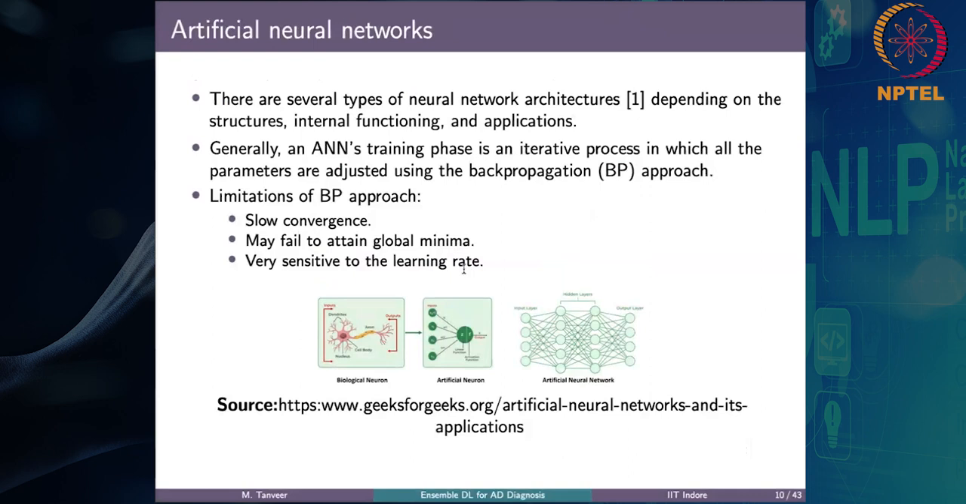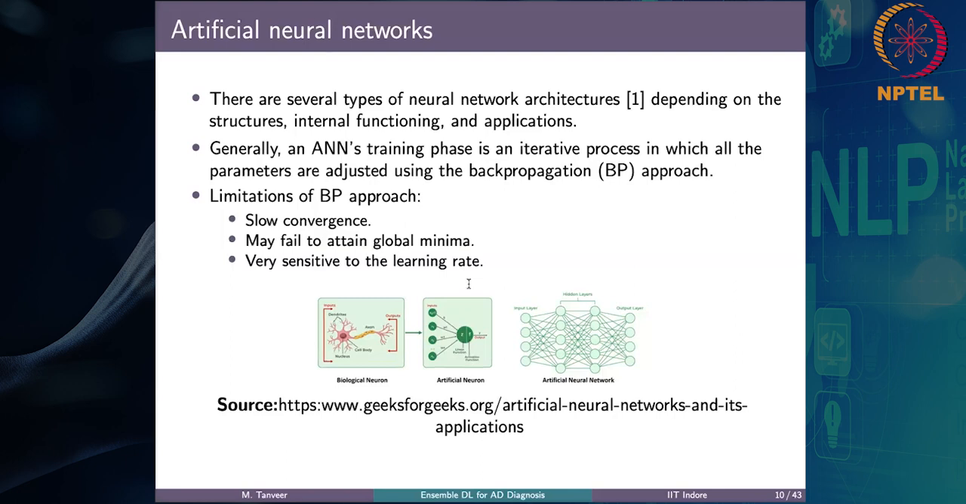So this is the basic artificial neural network. There are several types of neural network architectures depending on structures, internal functioning, and applications. Generally, an artificial neural network training phase is an iterative process in which all the parameters are adjusted using the backpropagation approach. And there are several limitations of the backpropagation approach: it has slow convergence, it may fail to attain global minima, and it is also sensitive to learning rates.